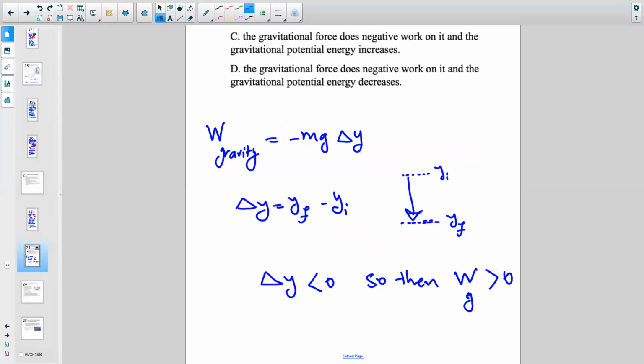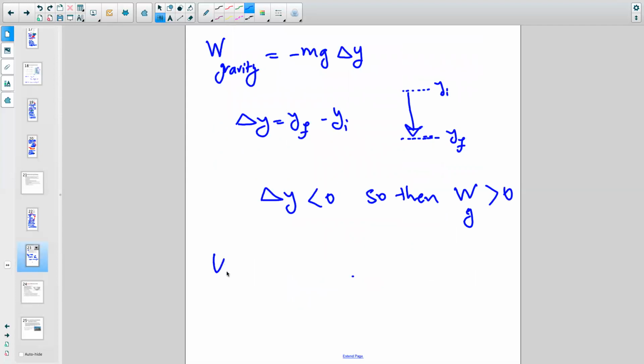What would happen to the potential energy? Potential energy U is m g h. h final is less than h initial because it's lower; it's falling down. So U final is less than U initial.